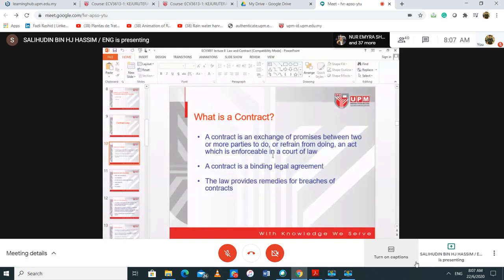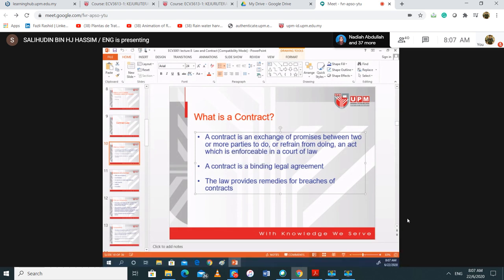Null and void dalam bahasa Melayu apa? Null and void. N-U-L-L. Null and void. Apa dia? Tak laku. Tak laku. So it's not considered a contract. So first thing, a contract is a legal agreement.